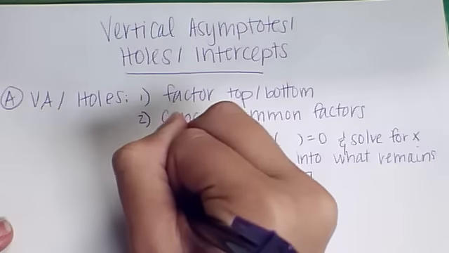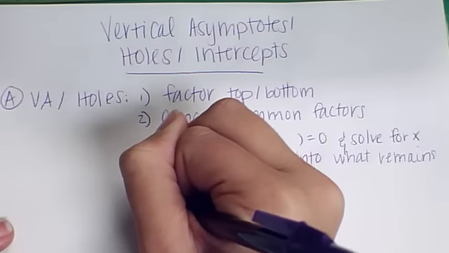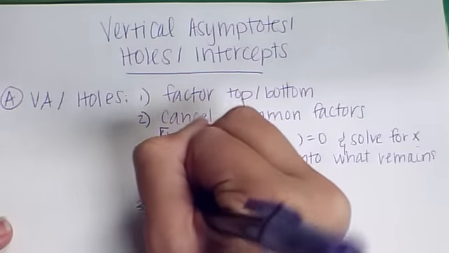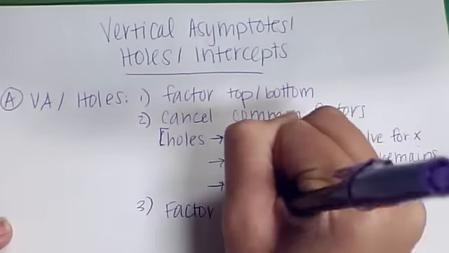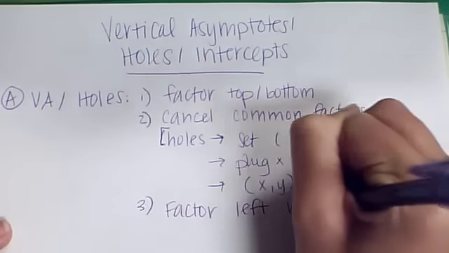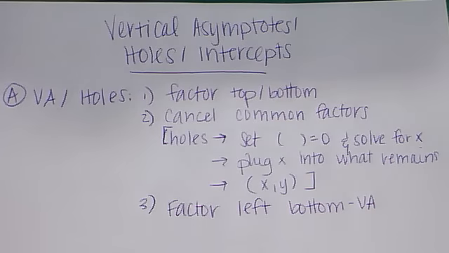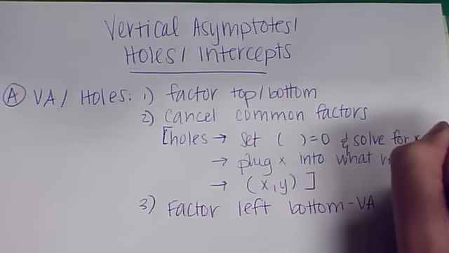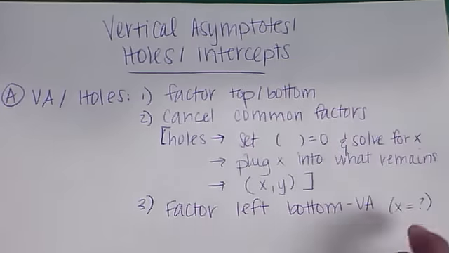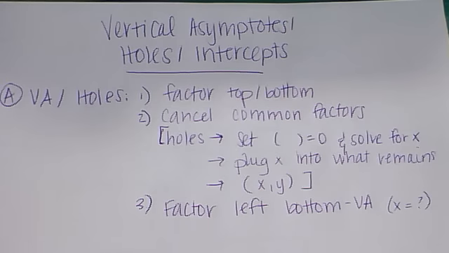Step 3 is to find your vertical asymptotes, so your factors that are left in the bottom are your vertical asymptotes. And just as a reminder, an asymptote is a line, so that'll be an x equals, not an ordered pair. And to find what x equals, you'll set that factor equal to 0. This is a lot easier if I just show you an example in practice.